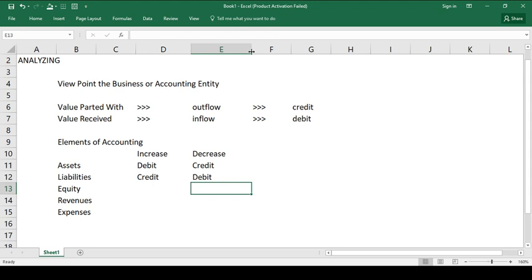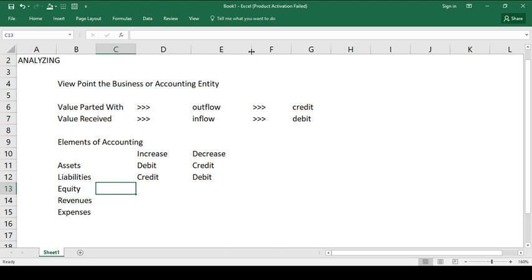Kasi you receive a benefit. What is the benefit there? Nabawasan ka ng utang. That's the benefit. Even though it's a decrease, pwede naman sabihin natin, there is a decrease of utang, kaya naging debit. There is an increase of utang, kaya credit. Okay?